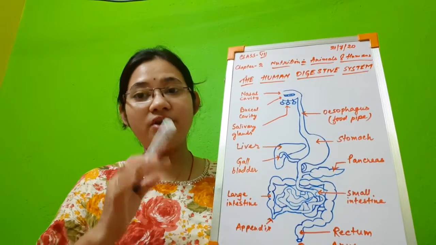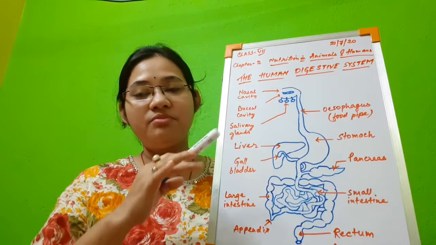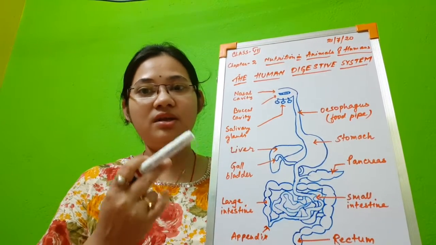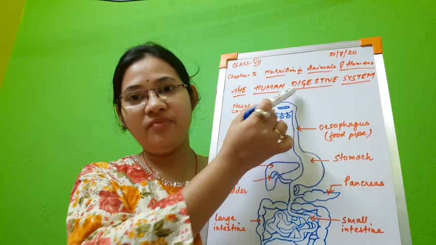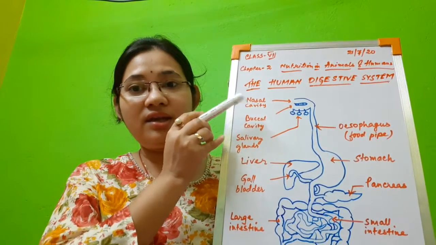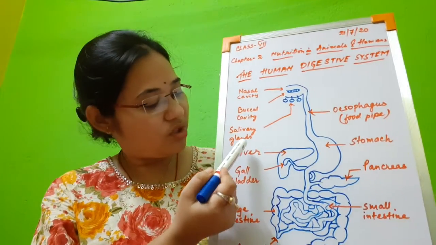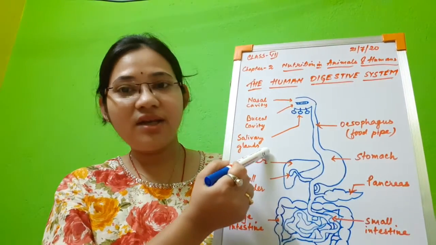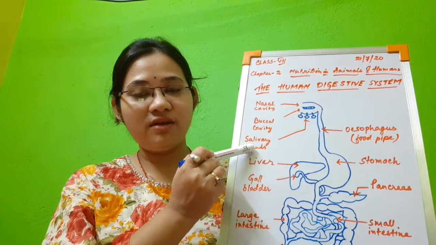Okay, so this is the first part of the digestive system, that means the alimentary canal. The second part of the digestive system includes the glands. Let us see what glands are present. The first most important gland is the salivary glands.